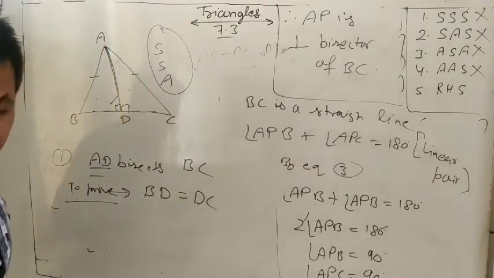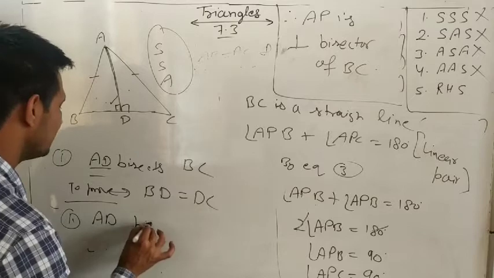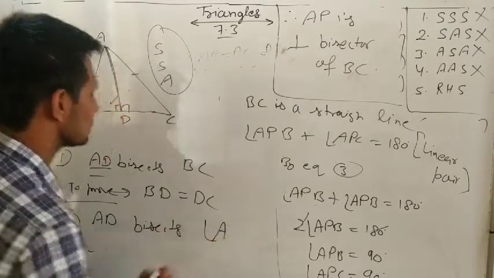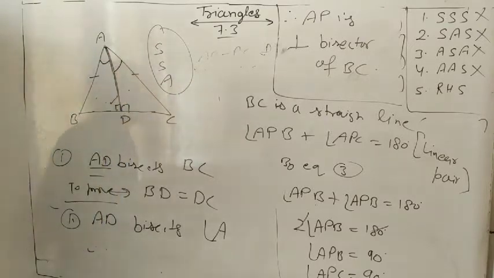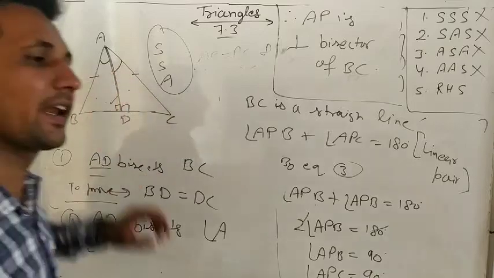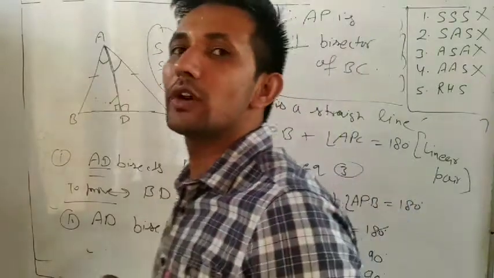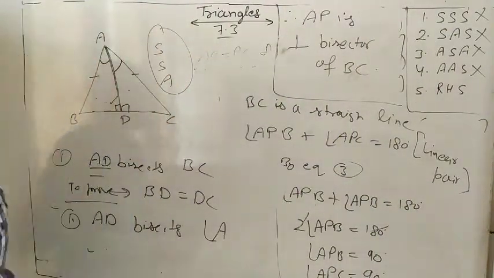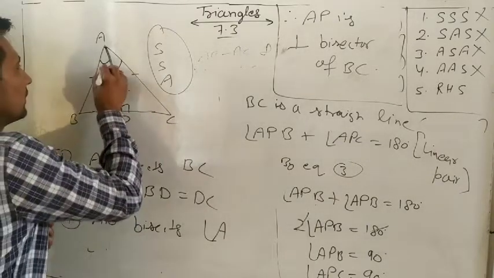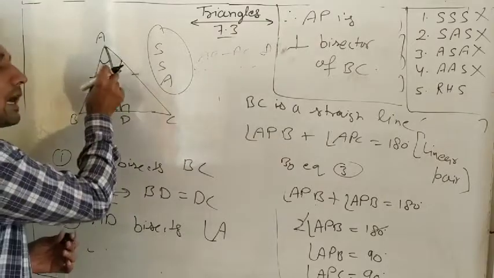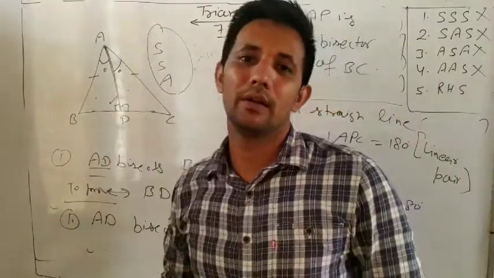And next, the second part: AD bisects angle A also. AD bisects it means we want to prove that this angle equals this one. Two angles in two different triangles, if you want to prove them equal, we should prove that these two triangles are congruent. We already proved that in the first part, and by CPCT, these two angles are equal, and if the angles are equal, it means AD bisects angle A.